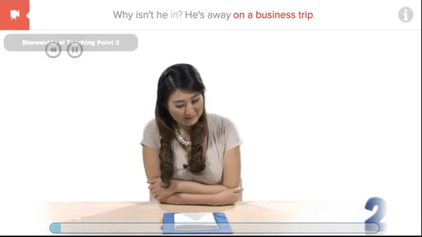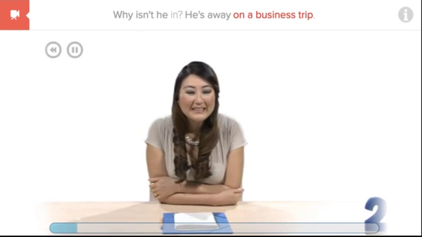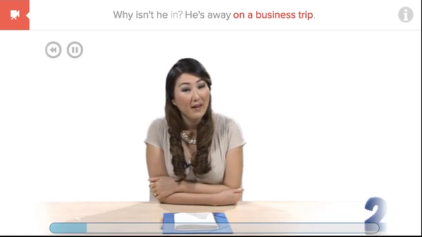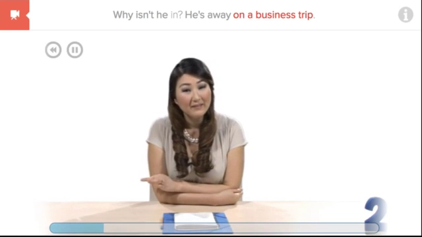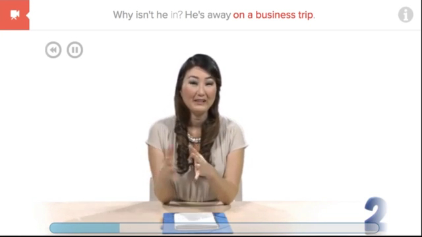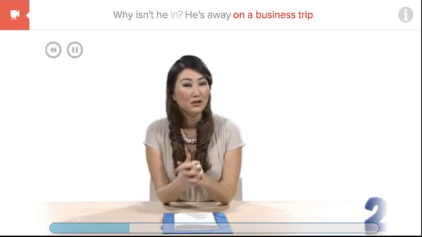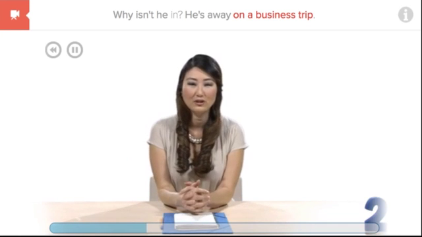Bueno, ya terminamos la clase, okay? So let's look at the sentence one last time. Why isn't he in? He's away on a business trip. ¿Por qué no está él? Pues está fuera en un viaje de negocios. So, viaje de negocios is ¿qué? A business trip. Okay, repeat. A business trip. Viaje de negocios.